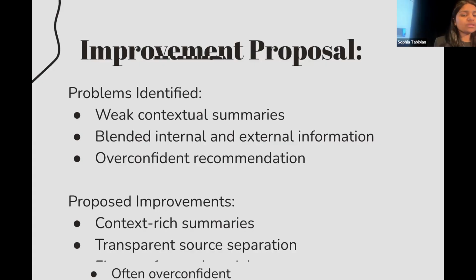Another thing that could help with the blended internal and external information is having just a finance-focused model or just an academic-focused model, so that you know these sources are verified by actual professionals. So you don't have to check these sources yourself.